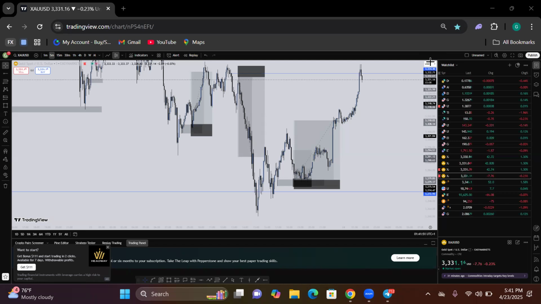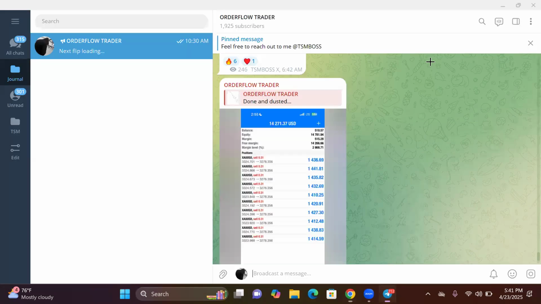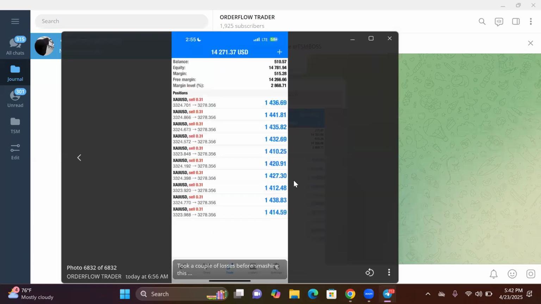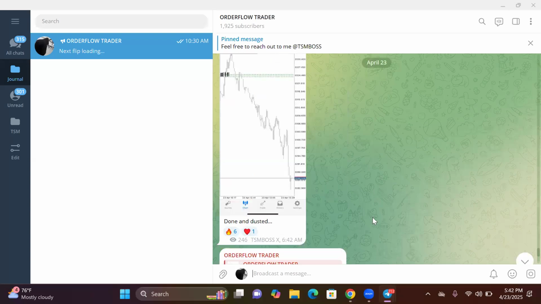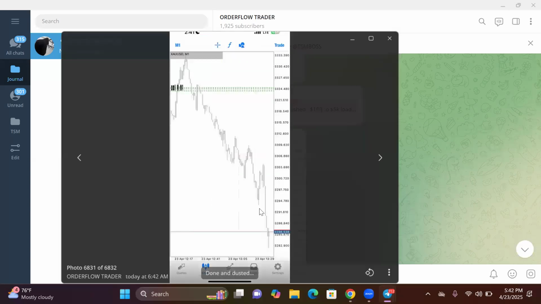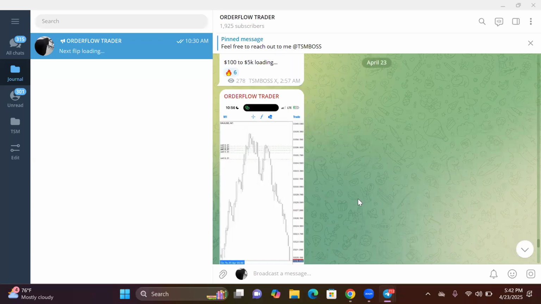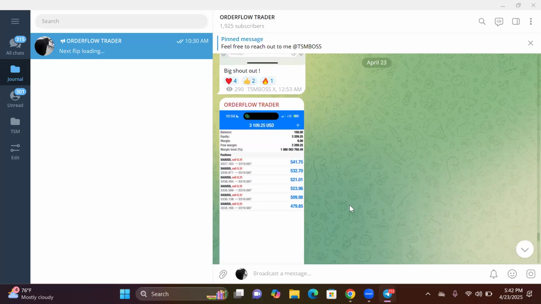Today, I'm going to be breaking down this trade, which we did flip today, and this is the result in the community. As you can see right here, this is a 500 USD to 14,000 USD, and this was the entry with zero drawdown. We actually had a previous week where we took 100 to 3,000, which was almost floating 4,000. The goal for the week was 100 to 5K, which we are definitely going to smash.